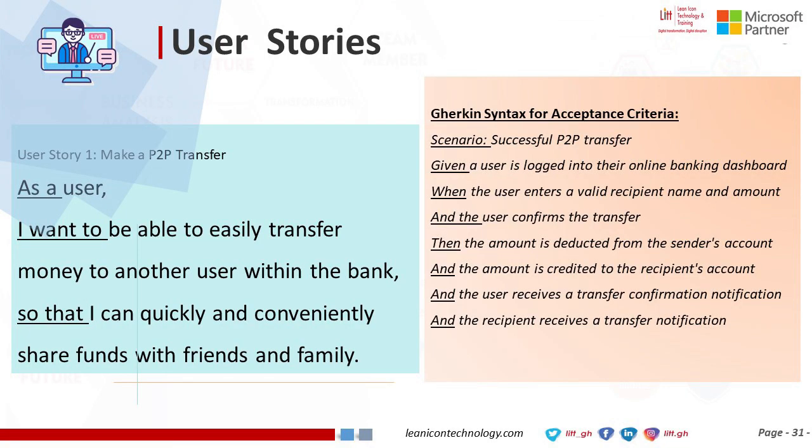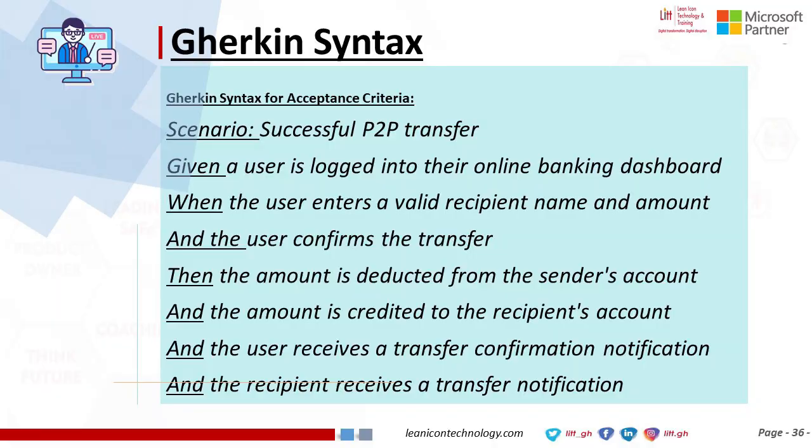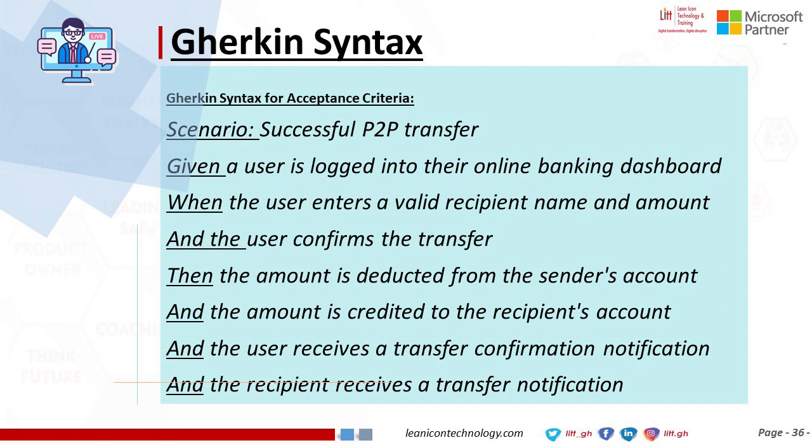We could also use a Gherkin syntax to help us understand the acceptance criteria. So, scenario: a successful payment-to-payment transfer. Given a user is logged into their online banking dashboard, when the user enters a valid recipient name and amount, and the user confirms the transfer, then the amount is deducted from the sender's account and the amount is credited to the recipient's account, and the user receives a transfer confirmation notification and the recipient receives a transfer notification.